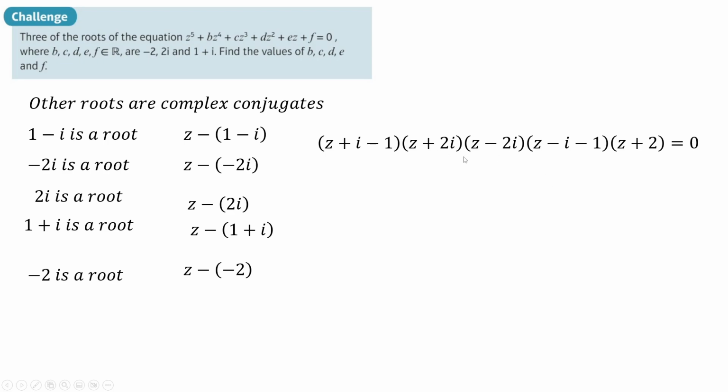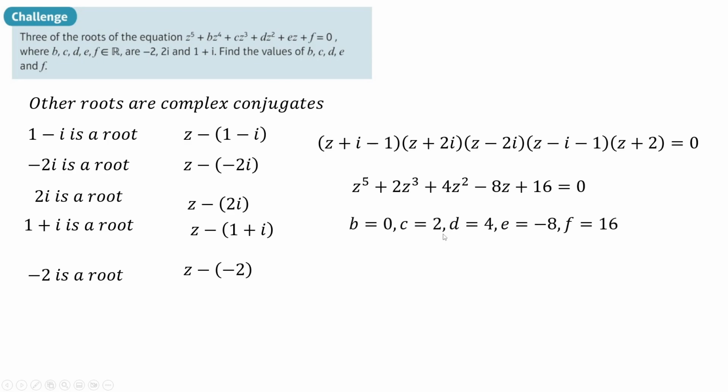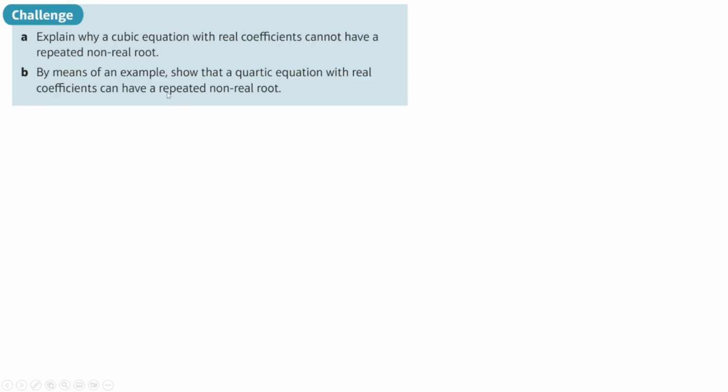It's probably easiest to go with these two here, because the middle term will cancel, so you'll just have minus 4i squared, but i squared is just minus 1, so you'll have a plus 4. Then do that, so z squared plus 4 multiplied by this, and then multiply that by this and that, and eventually you'll get this. Careful, there's no z to the power of 4 like there is here, so b is 0, c is 2, d is 4, e is minus 8, and f is 16.